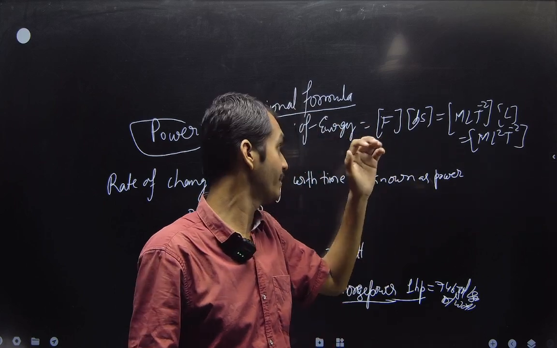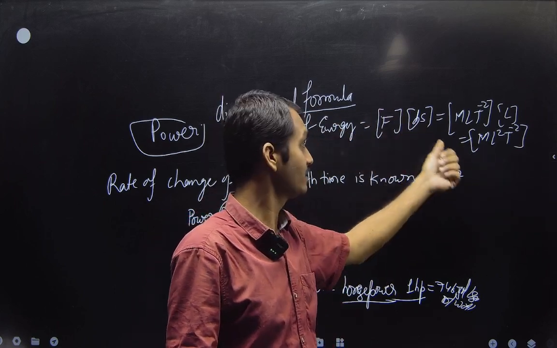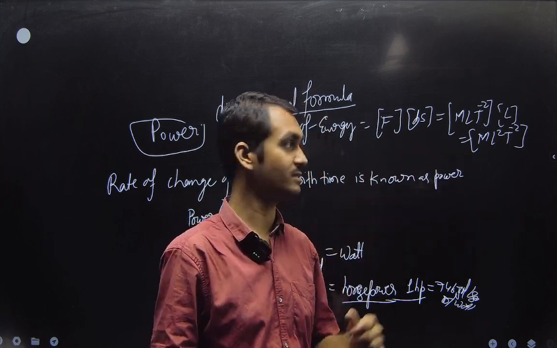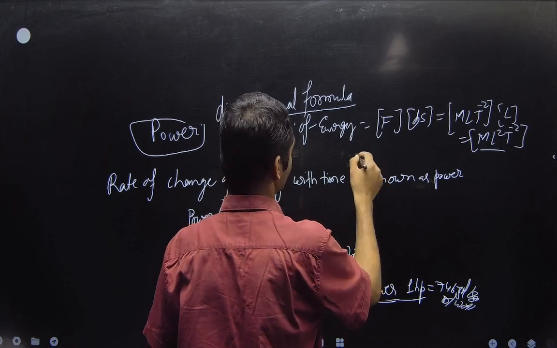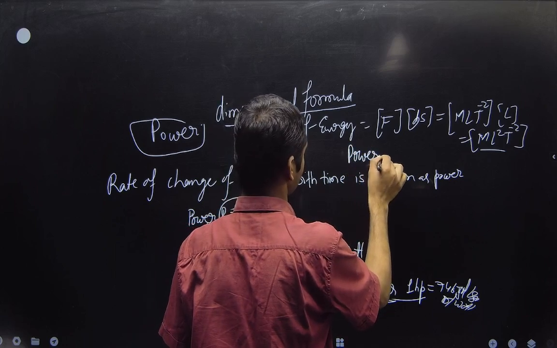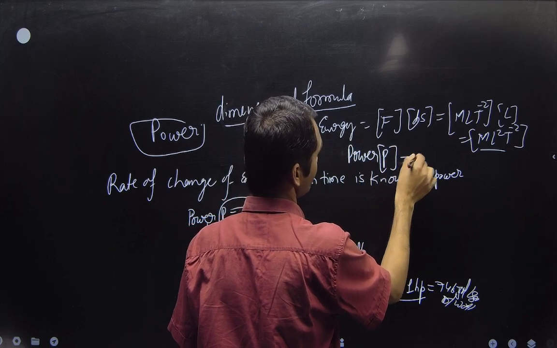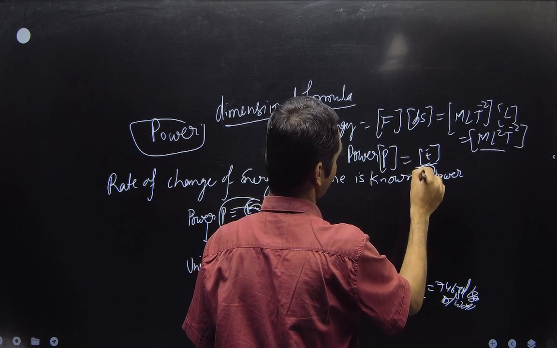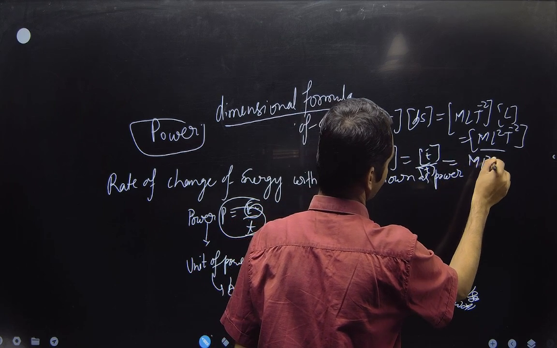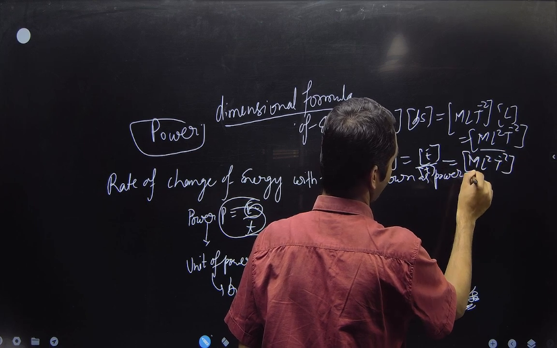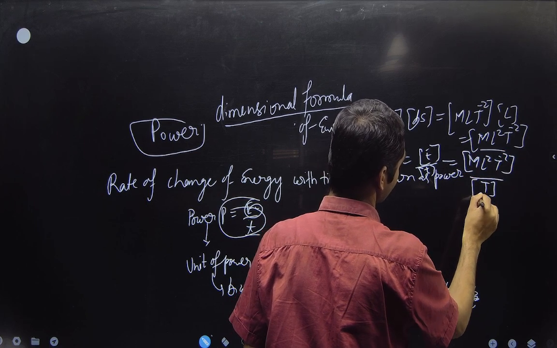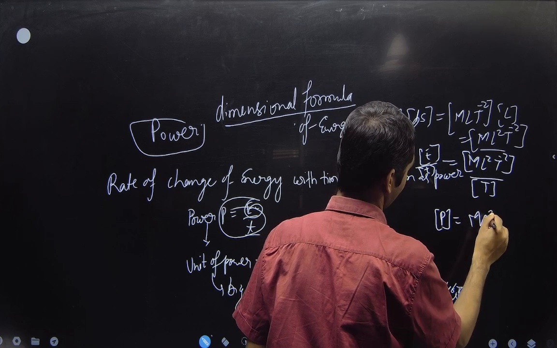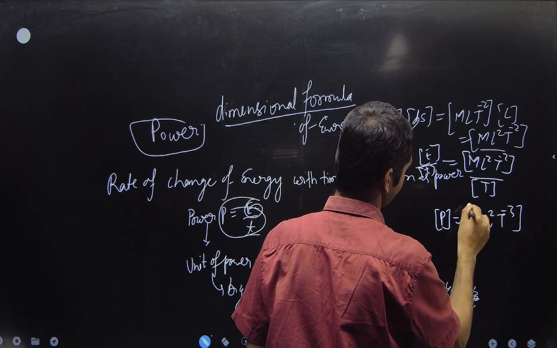Many times you get confused about the dimensional formula of thermal energy or of nuclear energy. That is also a form of energy, so it is the same. And next is power. Dimensional formula of power, so simple: energy over time. Energy is M L2 T minus 2 and then time T, so it becomes M L2 T minus 3. That is the dimensional formula.